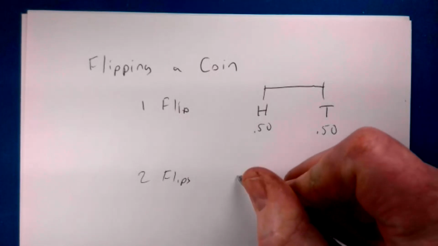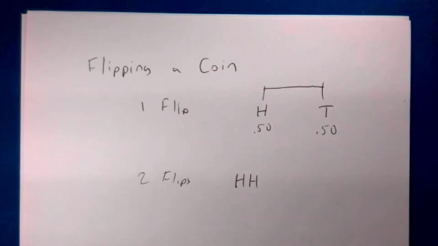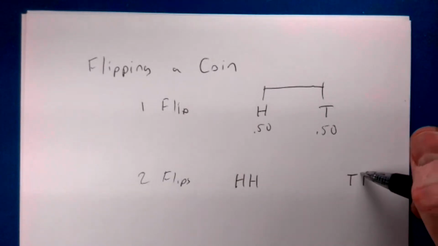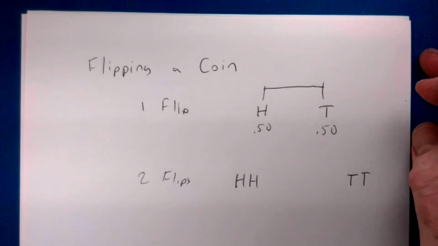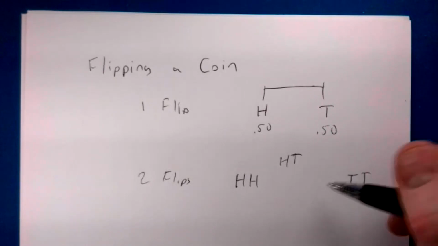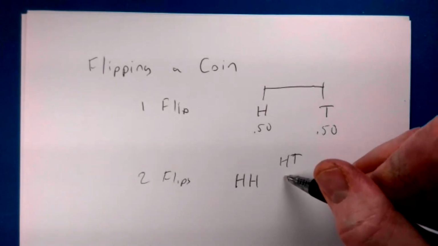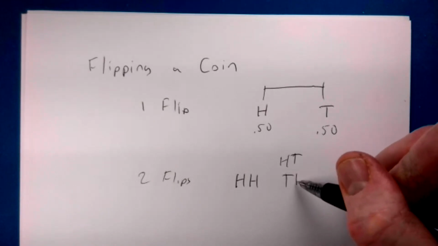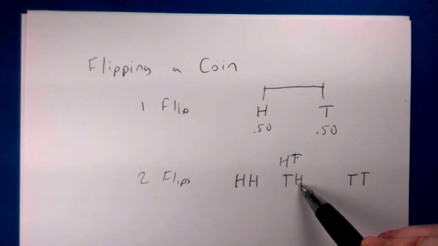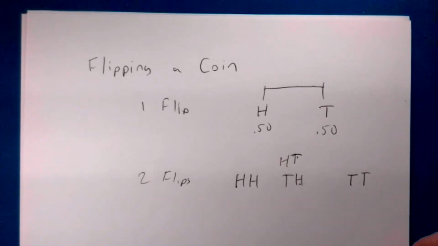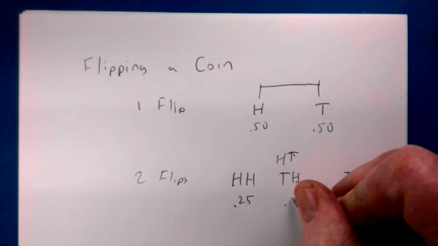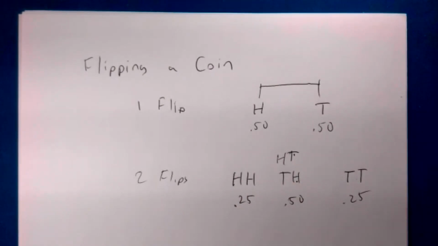It's possible that both flips are heads, right? It's possible that both flips are tails. It's possible that the first one's heads and the second one is a tail. And again, if we don't care about the order, it's also possible that it could be a tail and then a head. So it is possible you get one of each. There's two chances of that happening. So this would be a 25% chance, this would be a 50% chance, and this would be a 25% chance.